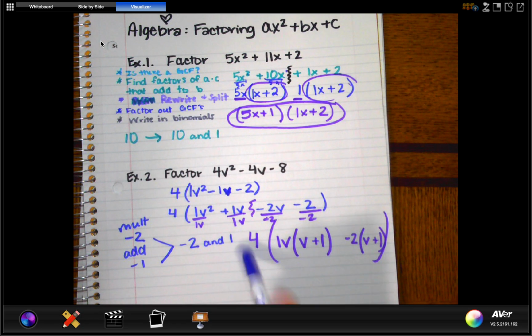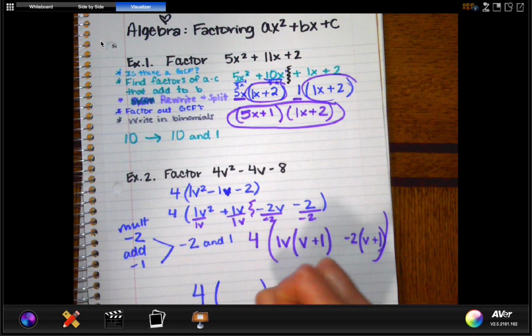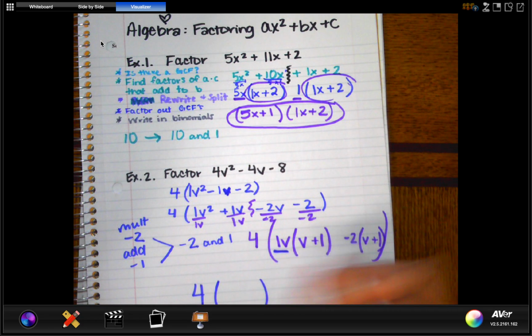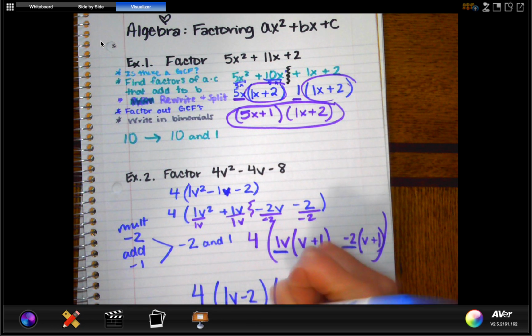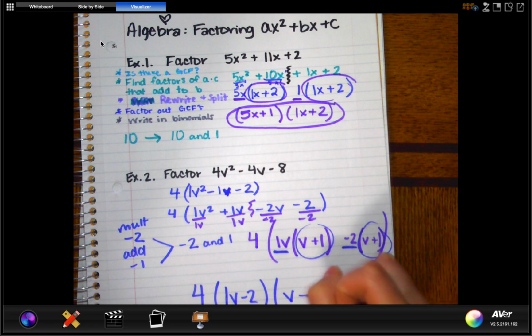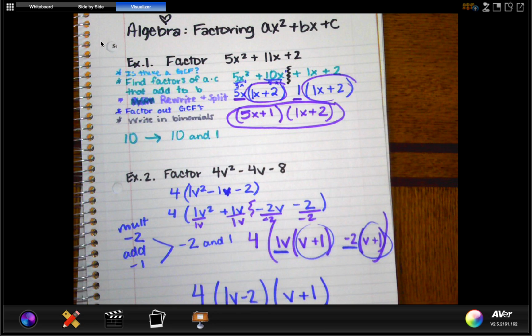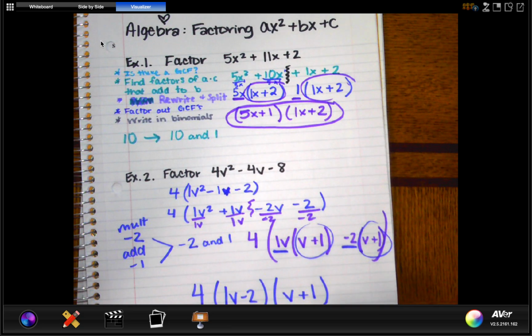We kept that 4 with us, so that's got to stay out front. And now I need binomials. My first binomial will be the 2 GCFs, 1v minus 2. And the second one will be the matching one, v plus 1. You can also write this as 4 times v minus 2 times v plus 1. You don't have to have the 1 in front of the v. Okay, that is the final answer.